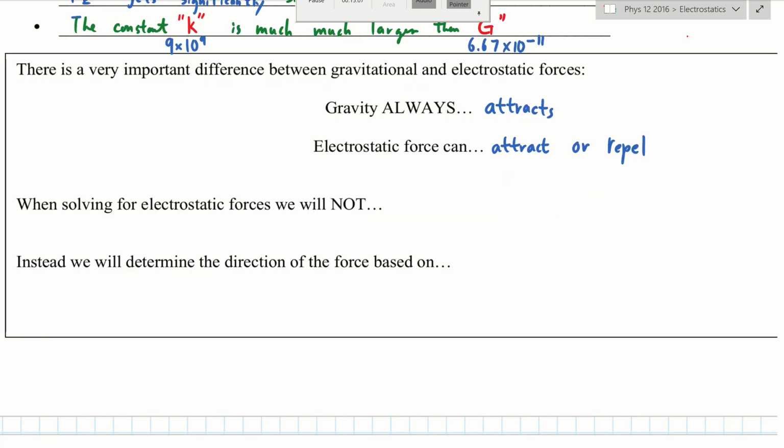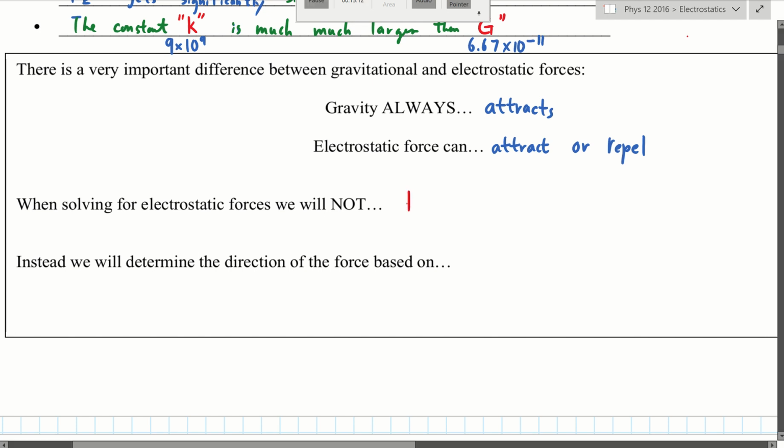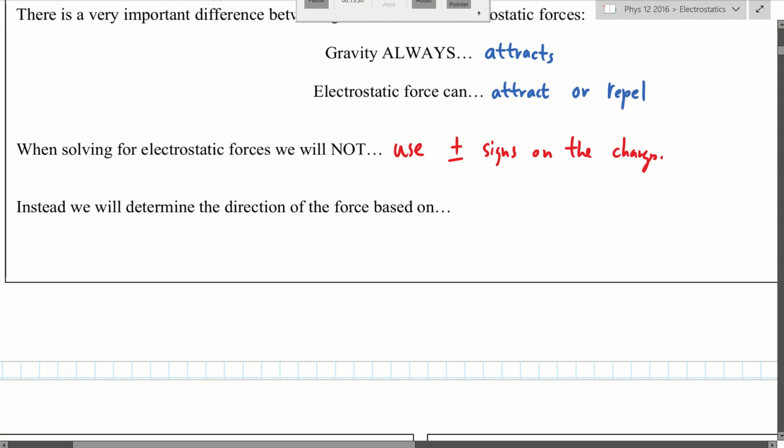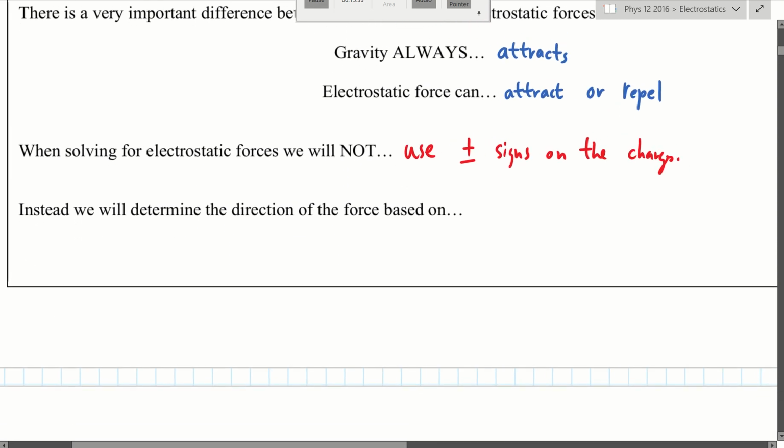And then going back to what we were saying before, when we are solving for electrostatic force, we will not use plus or minus signs on the charges. So don't use the plus or minus sign in the equations, just use the diagram. We can determine the direction of the force on each object based on whether they are attractive or repulsive. So based on attraction or repulsion.